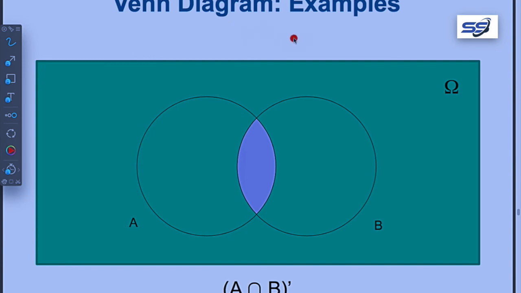Now here is a Venn diagram example. This is the symbol for the universal set. The first circle is set A, the second circle is set B, and the green color here is A intersection B complement. It means leaving this intersecting part, the total is colored green. So A intersection B complement means everything outside this intersecting part.